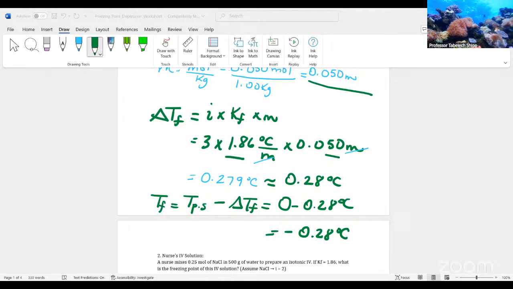Okay, so in essence, the two numbers are different. And that's because this was the freezing point of the solution itself. But what we were doing was calculating the freezing point of our barium chloride in water.